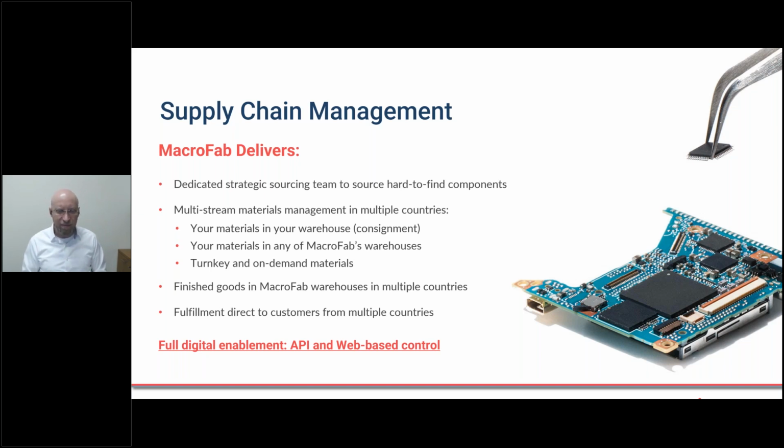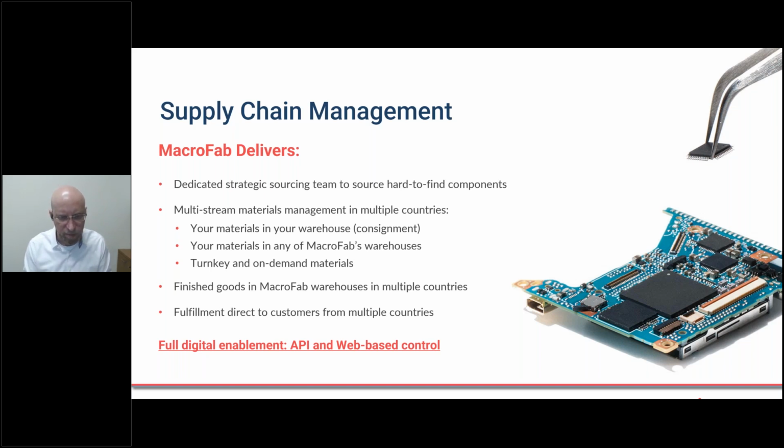There are a lot of different companies out there that can help you get materials, that can help you warehouse things, but the ability to connect the materials management, the manufacturing, the finished goods, and the fulfillment all through one API, all through one digital platform. That's where we feel we really stand out, and we're happy to talk with you.